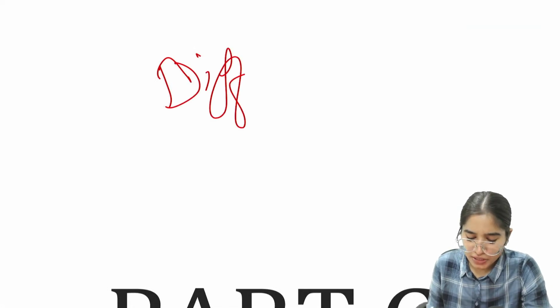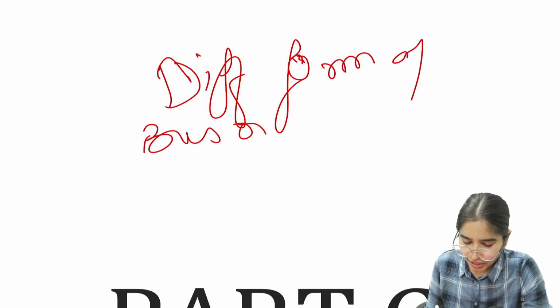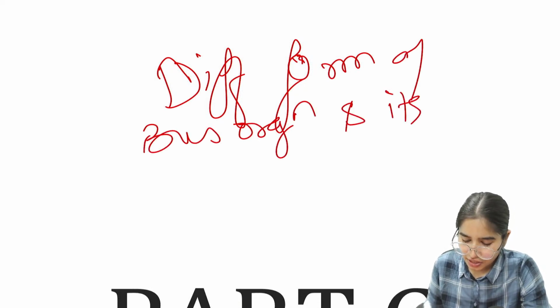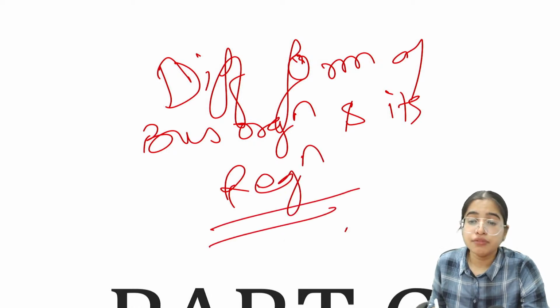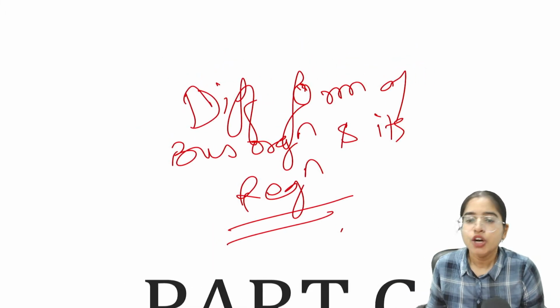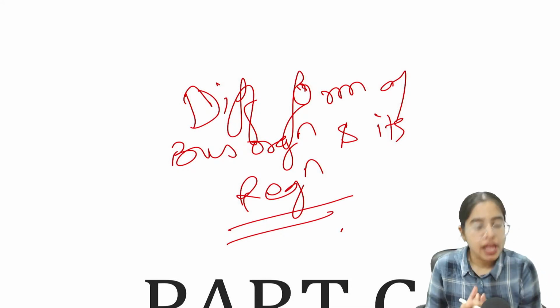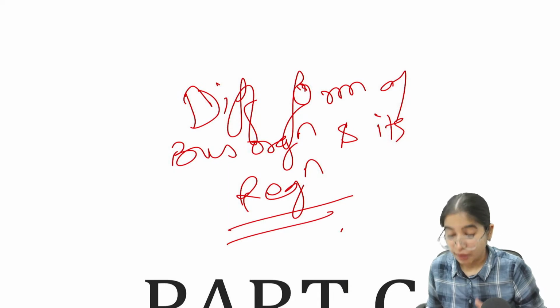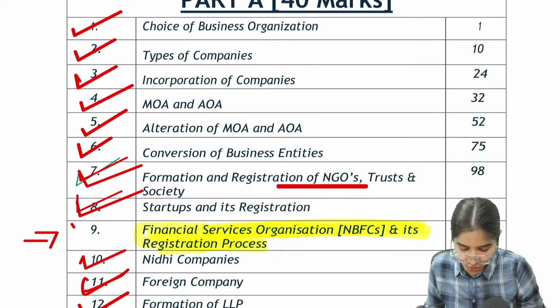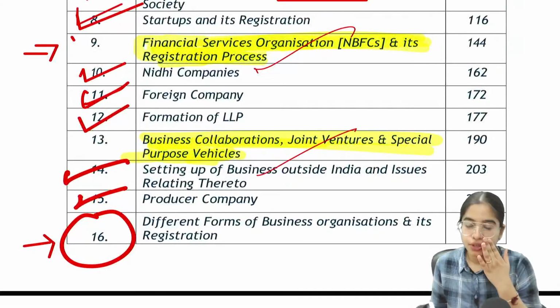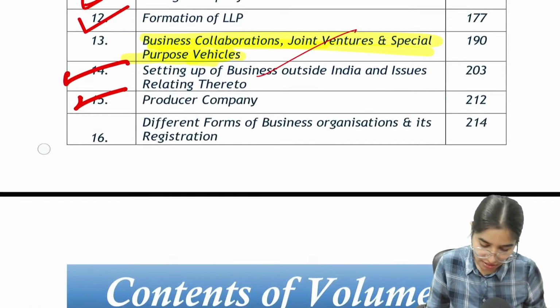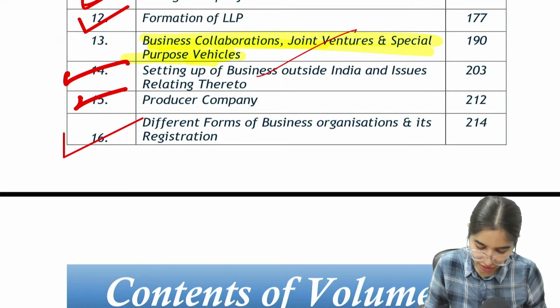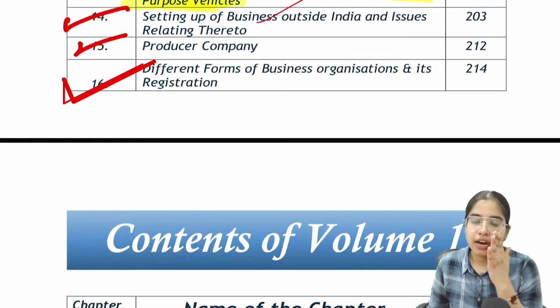We are done with the different forms of business organization and their registration. So we are done with 90% of your part A. Two small chapters are left, for which I'll provide a video, so you can ask me over Telegram to upload the video in case I forget. So two chapters I'll provide a video for the revision. Other chapters are done. So we are done with our part A revision.